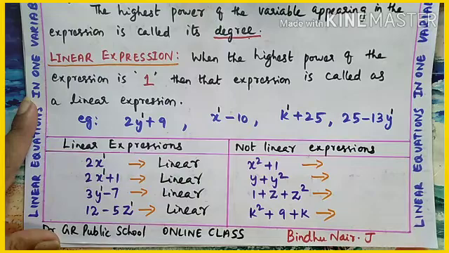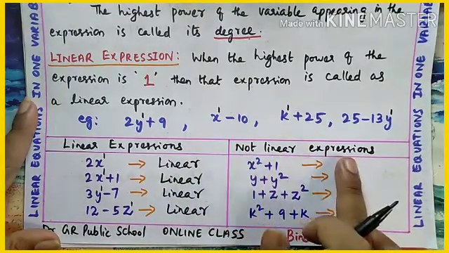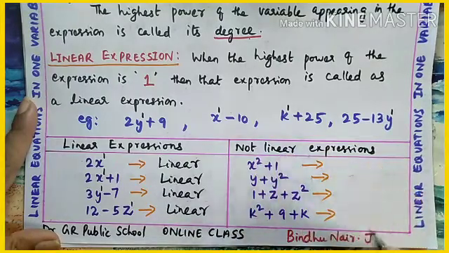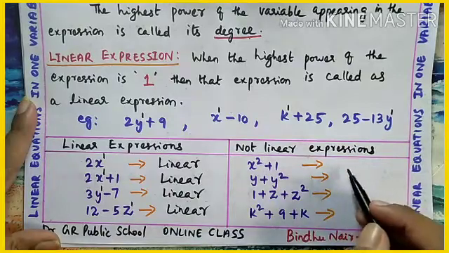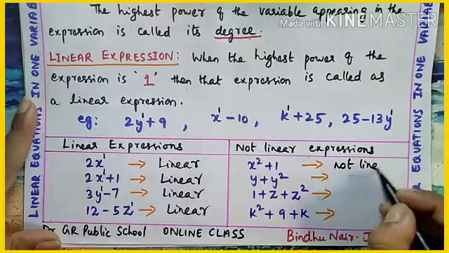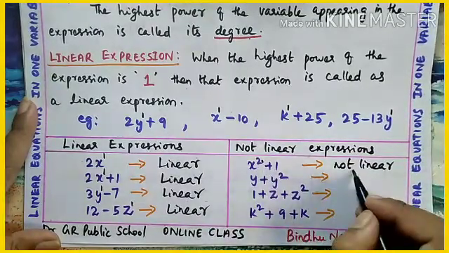Clear, all of you? Now come to the right side. I have written the not linear expressions. What do we mean by not linear? The power is not 1. See here, x square plus 1. What is the power here? So this is not linear. The power of x is 2. It is not 1, so it is not linear.